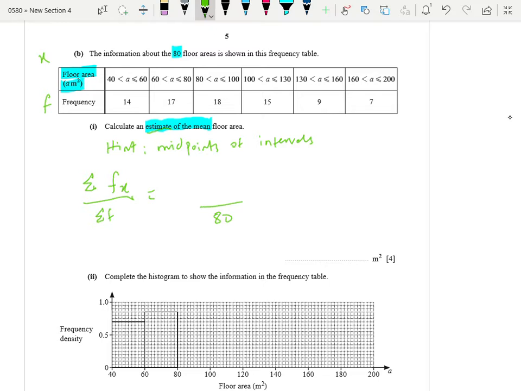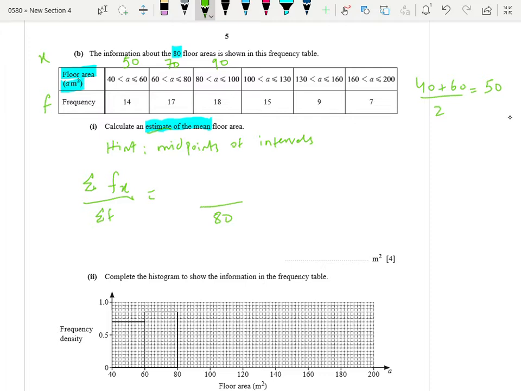How to find the midpoint? Let me show you for just one, and I think you are smart enough to do the rest. You just have to add the lower and upper interval and divide by 2. That is also the average or mean, the same thing that we do for raw data mean. So that would be 50. This would be 60 and 80. In between, what value do you have? 70. You can do mental maths here as well. 80 and 100, definitely 90.